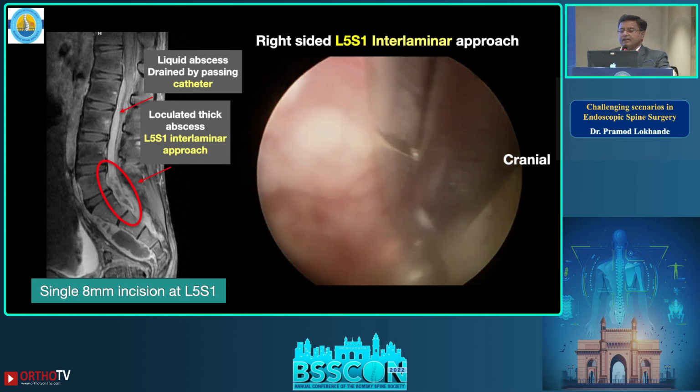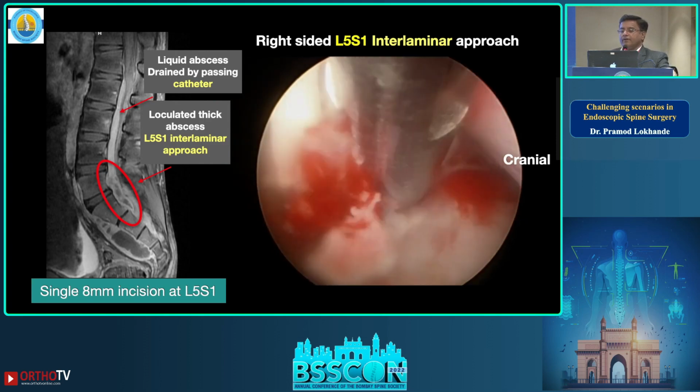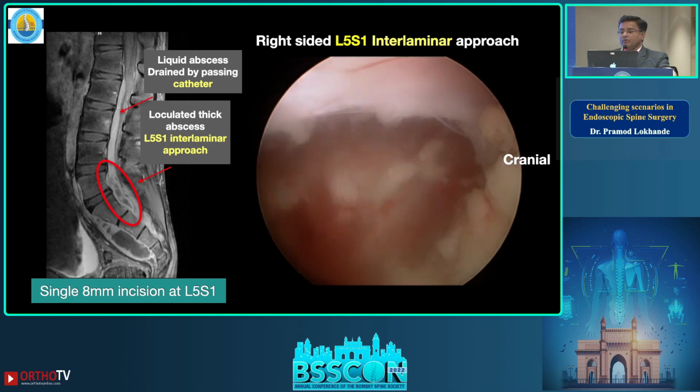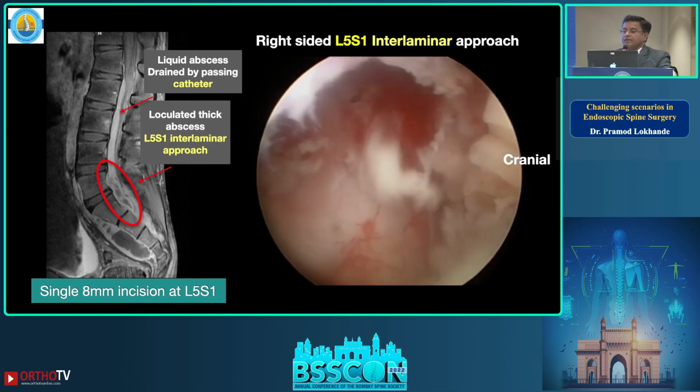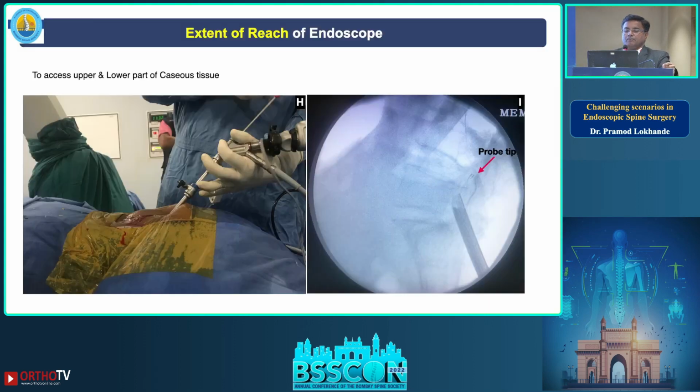And once that is done completely, you look for any other compression. So this is complete removal of the caseous tissue. And after that, we just inserted a small elastic rubber tube and we aspirated the abscess in the upper end. There you see the reach of the endoscope.